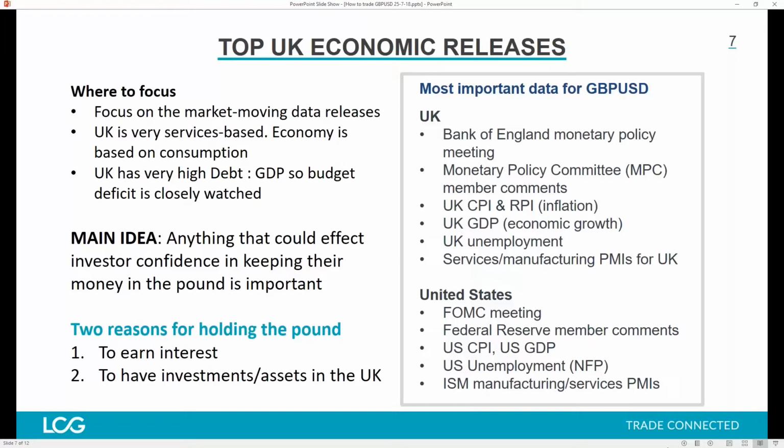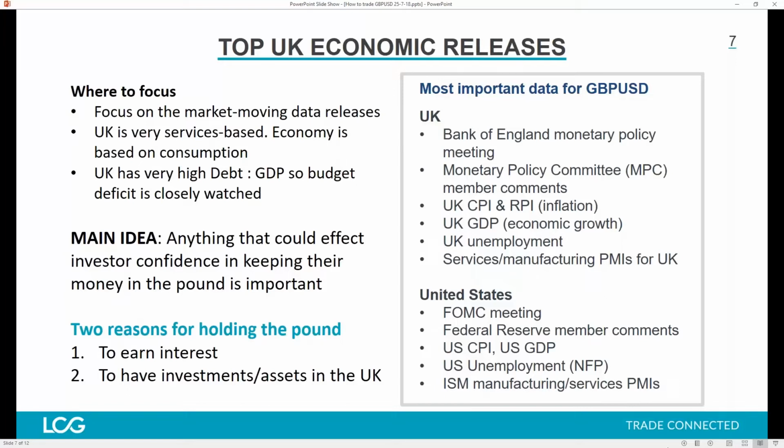Then you've got the extra economic data itself, so CPI and RPI, so that's consumer price inflation and retail price inflation, both closely watched. UK GDP, which is the economic growth of the economy, and UK unemployment. So all these factors going into, again, is the economy doing well? That makes it a good place to invest. People are going to put their money into pounds.